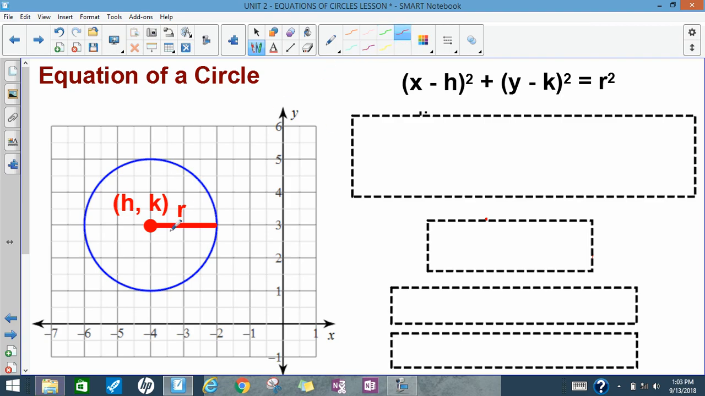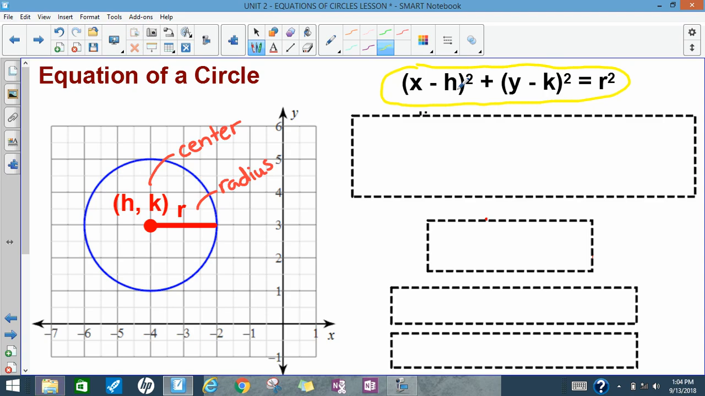The first one is the center, and that's what we call (h, k). H represents the x value for the center point, and k represents the y value for the center point. And then we have this thing r, the radius, and that's just how far every point on this blue circle is from the center. So any point on this blue circle has the same distance from the center of the circle. If we know the coordinates of the center and we know the radius, we can write the equation that describes this blue circle. And this is the form of that equation.